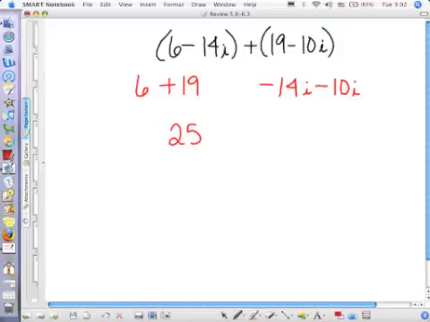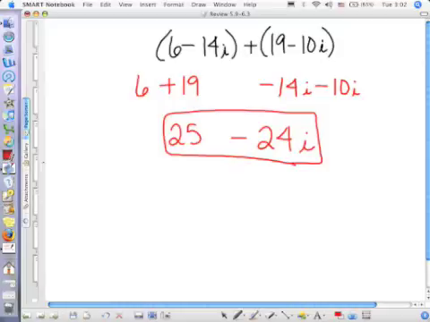Remember, we treat i as a variable. When you are adding variables, you do not change the exponents. You simply identify the terms that are alike by the letter on the end of it, and you add the coefficients. The answer to number 7 was 25 minus 24i.